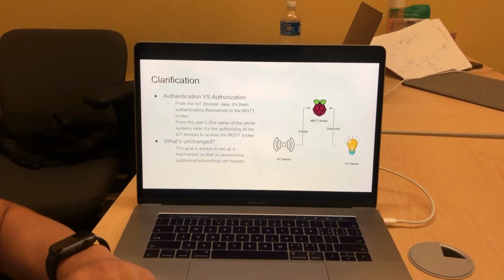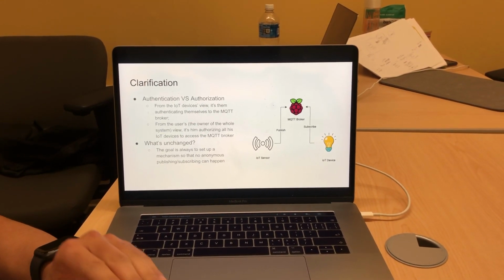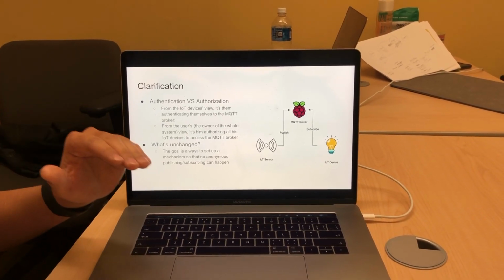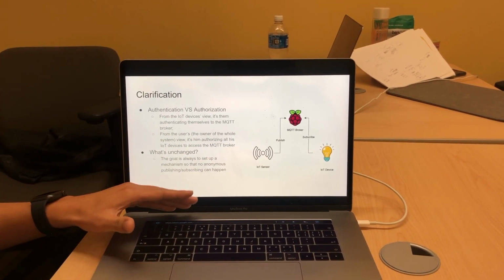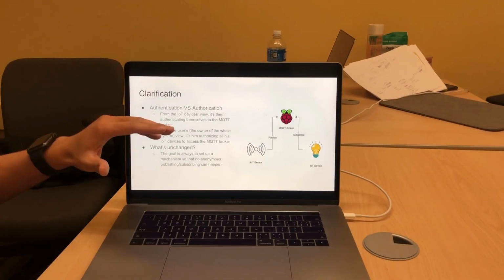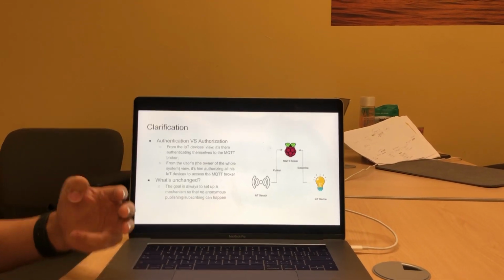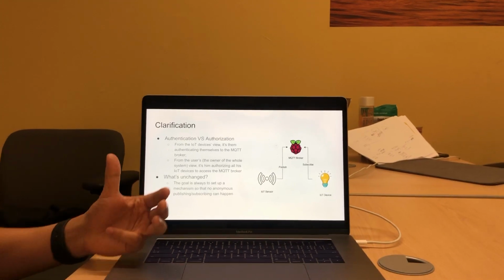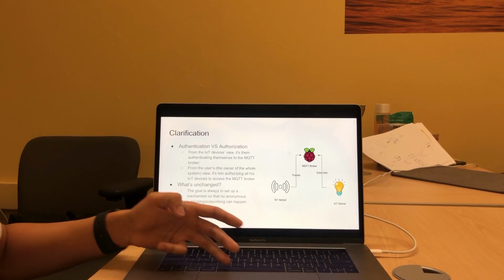Our ultimate goal is always that we don't want any anonymous publishing and subscribing to happen. So we always want IoT sensors, IoT publishers, MQTT publishers and subscribers to be authenticated. From the IoT devices' view, it's them authenticating themselves to the MQTT broker. But from the user's view, the user being the owner of the whole system, it's him authorizing all his IoT devices to access the MQTT broker.